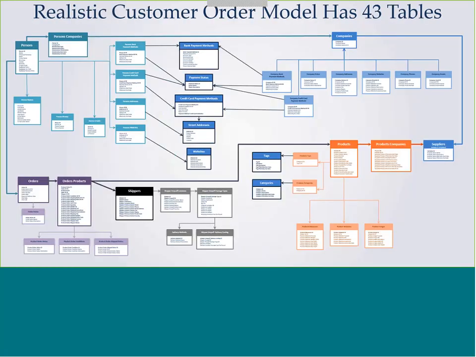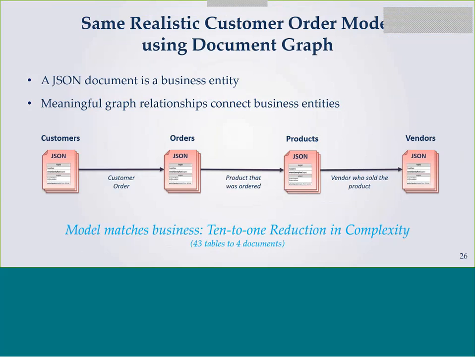This is the customer order model that's like Northwind, and I've modeled it in a real world relational model. That's 43 tables. This is the same original tables in a real world situation. Now you go to the document graph model, you're looking at it. It has customers, orders, products, and vendors, and you have graph relationships between them. There is a 10-to-1 reduction in complexity. And notice that you're aligning the business model with the physical model.